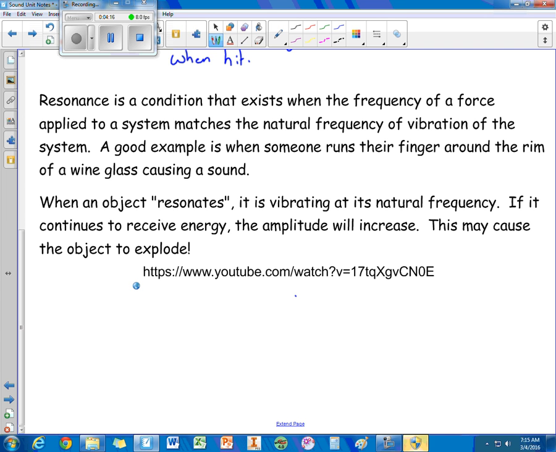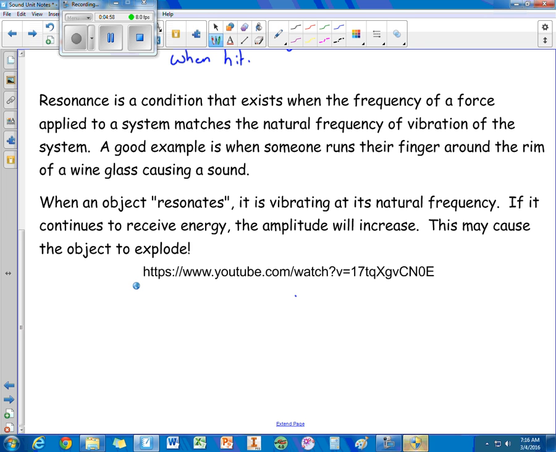So think of the opera singer singing at a glass. Some examples of resonance: if you run your finger around the rim of a wine glass, you can create a sound. Another example is a person swinging on a playground swing. What they do is match the frequency of the swing, which is really just a big pendulum. And when you match the frequency, you can resonate, which causes you to get a larger and larger amplitude. That's how you can make the swing go farther and farther.